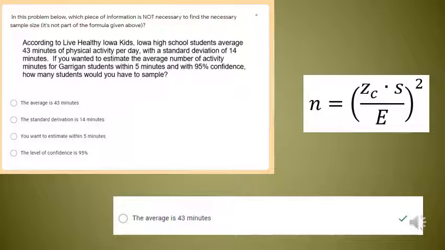Well, in the formula, it asks you for a z-score that goes with a level of confidence. So we had to know 95% confidence. It asks you for a standard deviation, so we need to know the standard deviation's 14. And it asks you for the margin of error. And here it tells us that we want to estimate things within 5 minutes. So all of those are important, but what you don't need to know is the average. And so the average, 43 minutes, is the unnecessary piece of information.